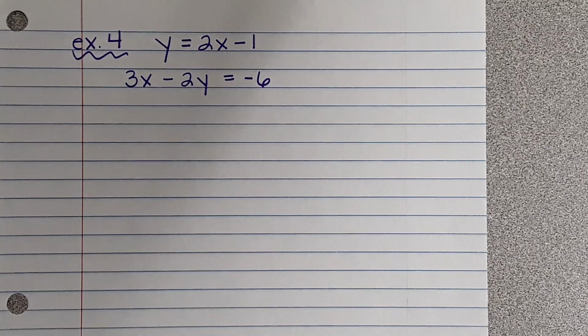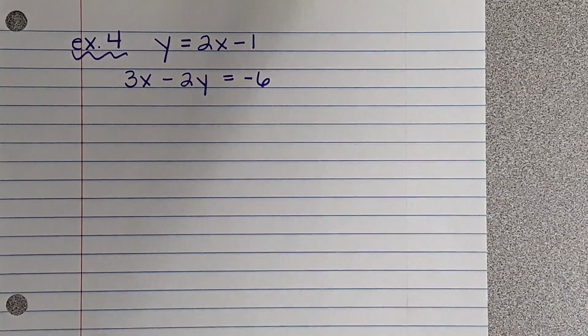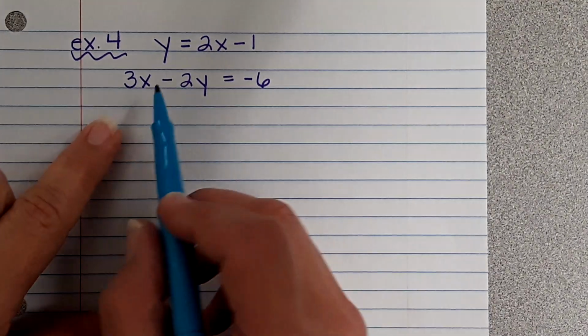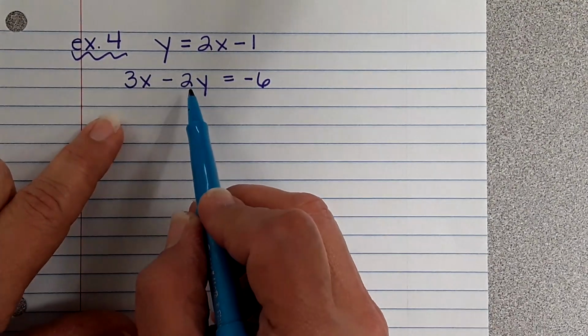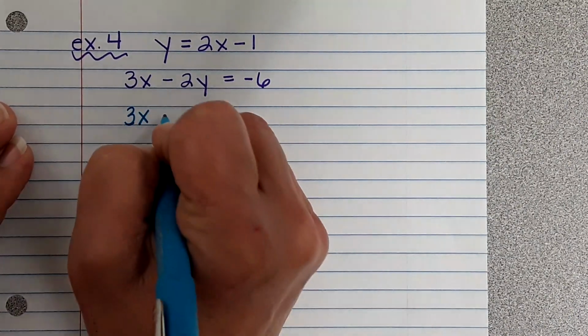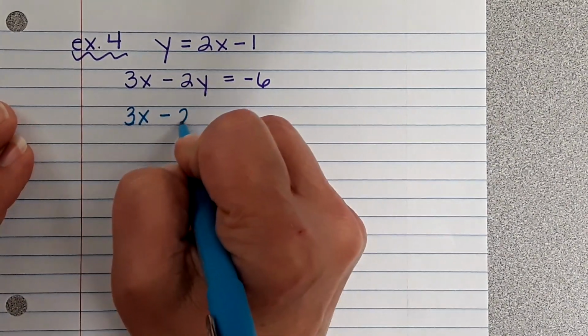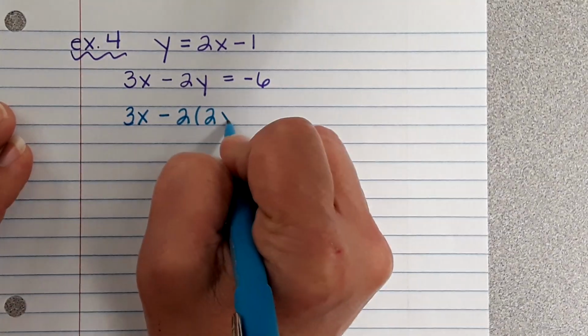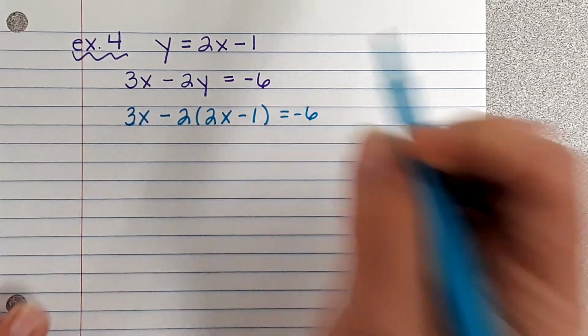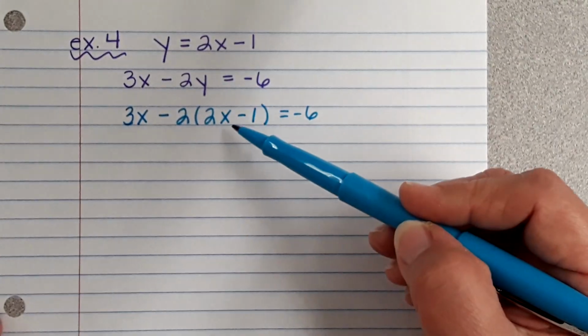The top equation. So what does it tell me? What does it say? So y equals something, right? So that means we're going to replace y with 2x minus 1. And we're going to replace y in the second equation. So we're going to leave 3x minus, and we're going to do 2 times 2x minus 1 equals negative 6. So you see, you guys, I replaced that y with 2x minus 1.